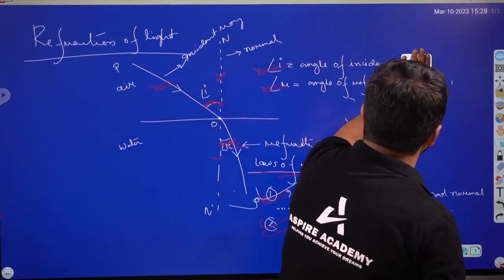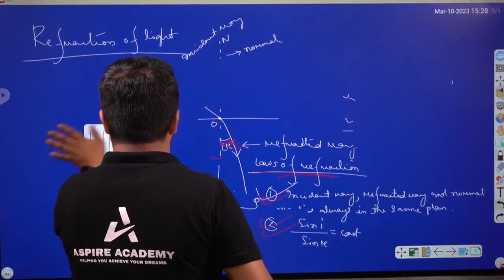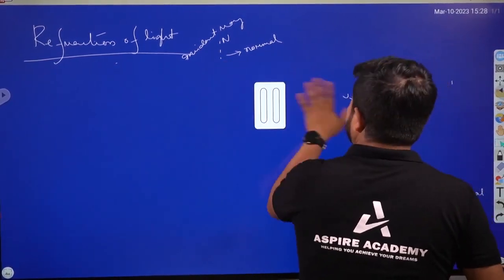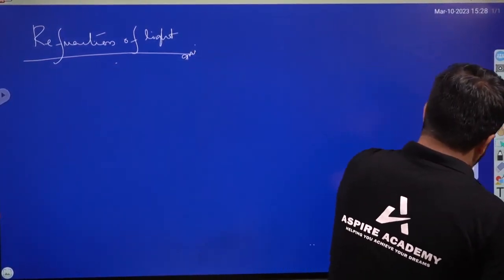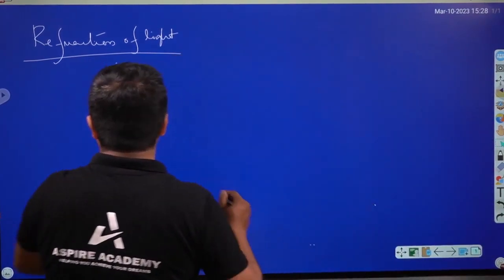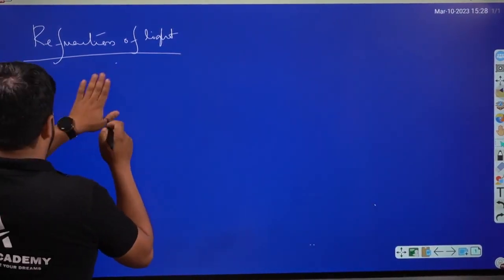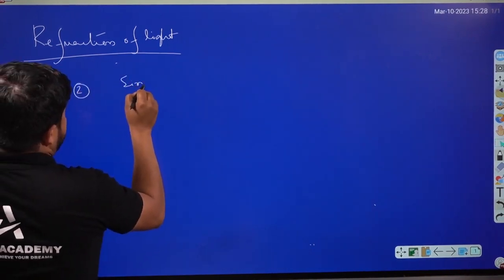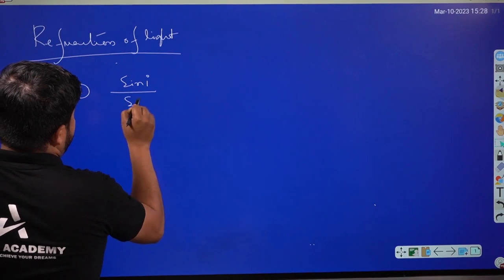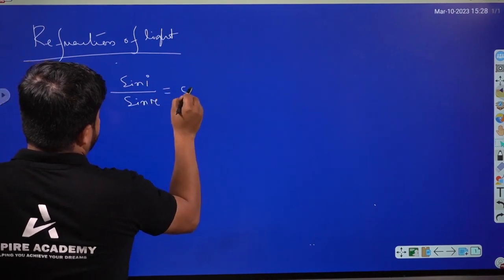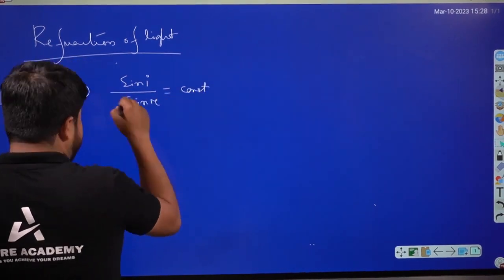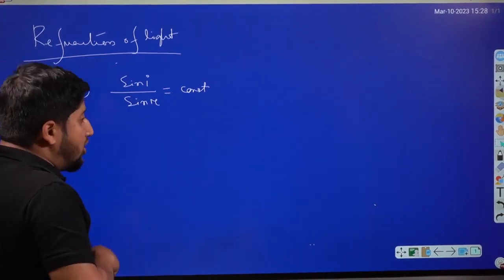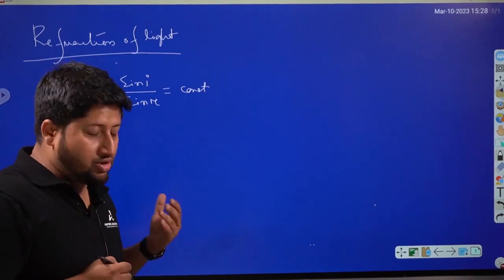Okay, so next topic, refraction of light. So we are getting the second law. What is the second law? The sine of the angle of incidence divided by the sine of the angle of refraction is a constant. This is the second law of refraction.